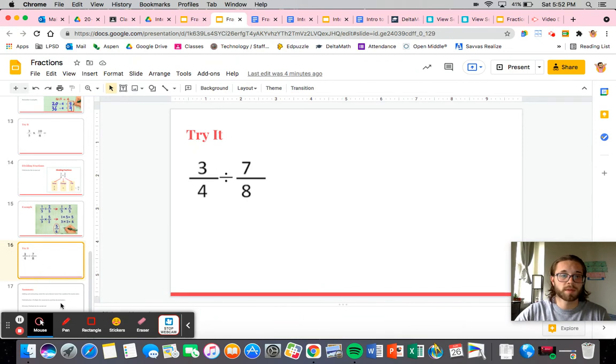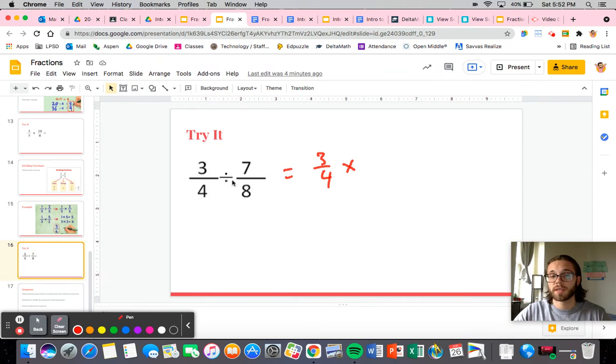All right, so for example, I'm going to rewrite it. I'm going to keep the first one, multiply by the reciprocal, which is the same as keeping the first one, changing the symbol to multiplication, and then flipping the second one to get this, right? So this is the reciprocal of this. You write it out, you get 24/28. That can be simplified. They both can be divided by 4. That's going to be 6/7. And there you have it. So that's all there is to dividing.